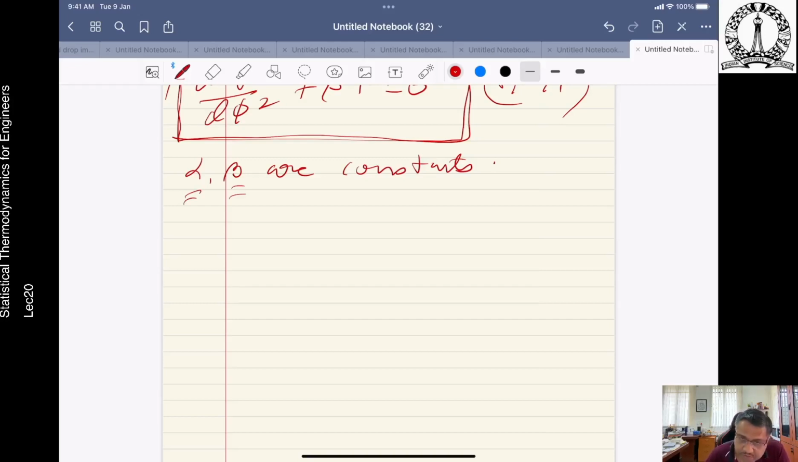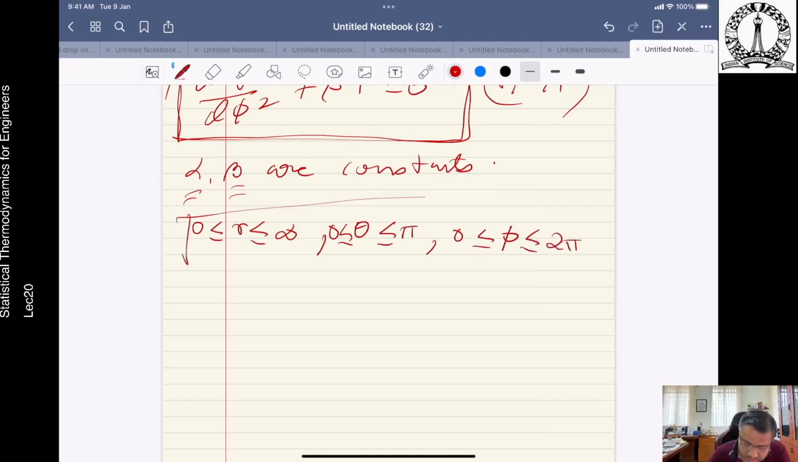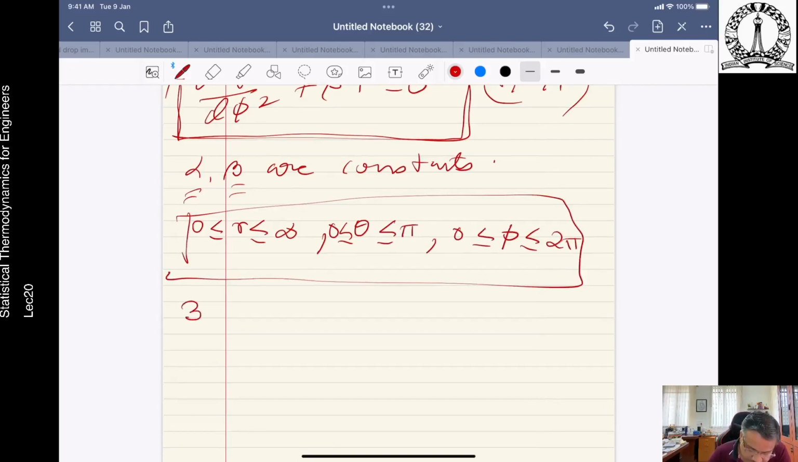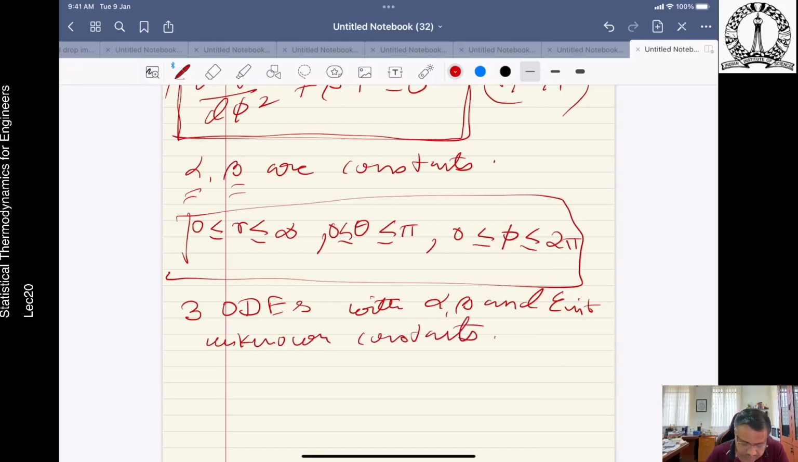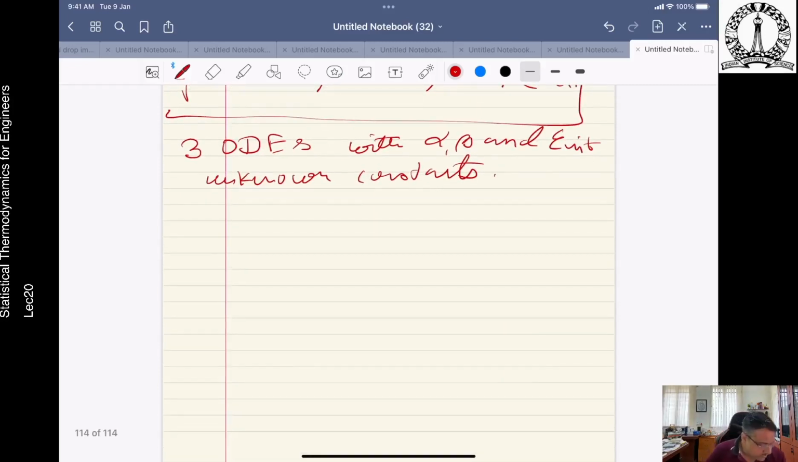Alpha was to separate r from theta comma phi. Beta was to separate between theta and phi, right? So the limits are: r varies from 0 to infinity, theta, of course, varies from 0 to pi, and phi is from 0 to 2 pi. So this is a spherical coordinate system. The limits. Okay, so we have basically what, three ODEs, with alpha, beta, and E internal as unknown constants. Correct? Alpha, beta, and E internal as unknown constants. Correct. So now let us focus one by one on what we can do with this.